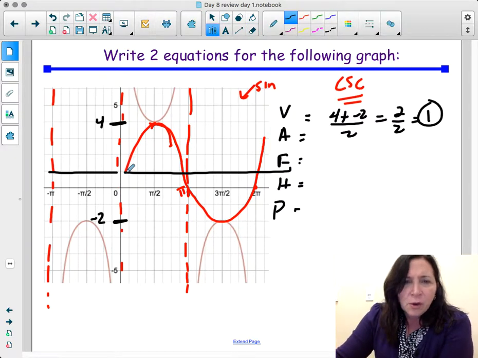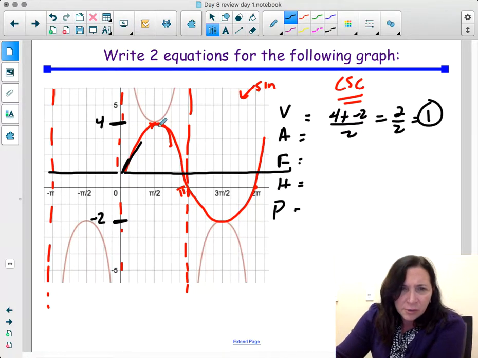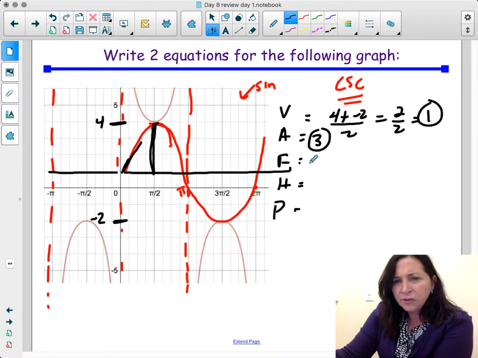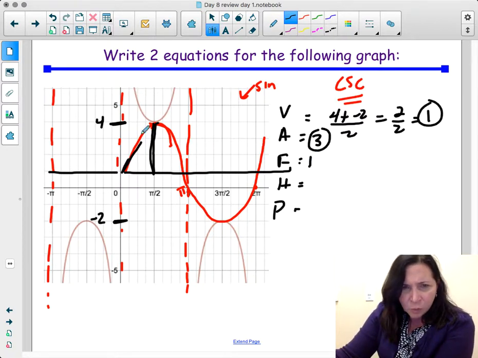All right, so this goes up like that. Okay, so now we've got an amplitude. So what's my amplitude here? This looks like it's 1, 2, 3. All right. My frequency is just 1, and the reason is because I've got a high.